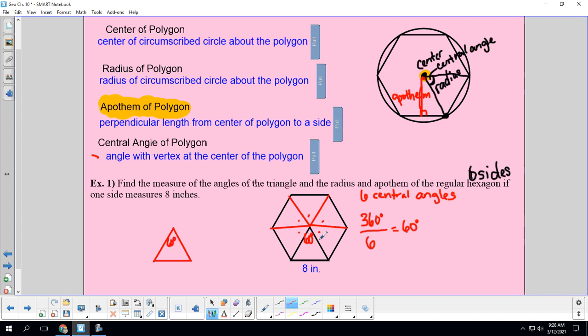Okay, and then let's look at something interesting here. This side from the center to the vertex, that's the radius. It is also the same distance from this center to this vertex. So we can say that these two sides, this one and this one, are the same. And what we know about an isosceles triangle is that the base angles across from the congruent sides are also going to be equal. So let's think about this logically.